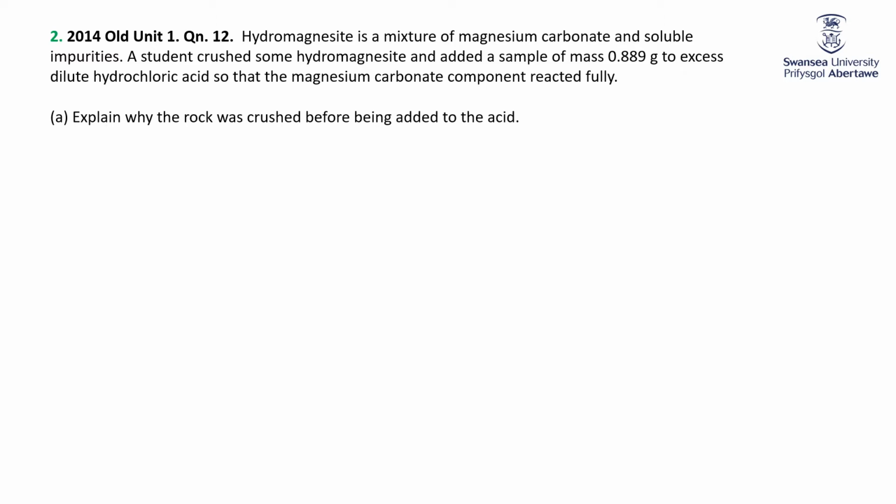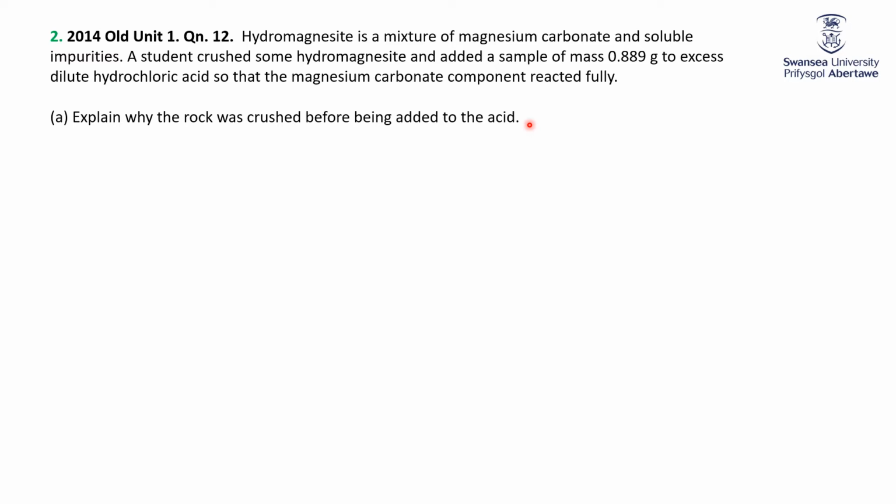Little bit of geology here. Hydromagnesite is a mixture of magnesium carbonate and soluble impurities, one assumes soluble in water. A student crushed some hydromagnesite, added a sample of mass 0.889 grams to excess dilute hydrochloric acid, which would react therefore with the magnesium carbonate component. A, explain why the rock was crushed before being added to the acid. Nothing acidically specific about this.